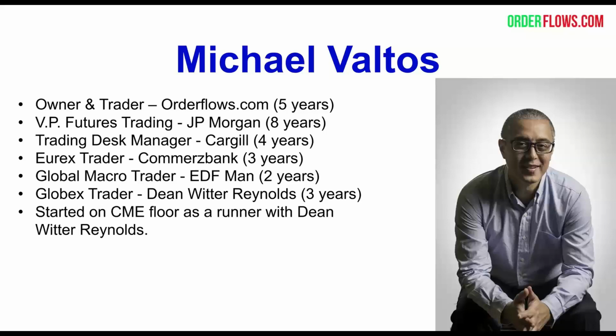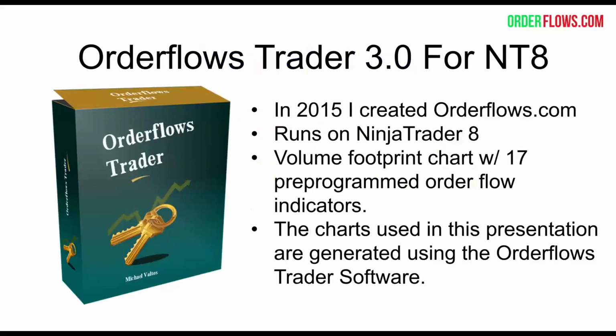So I've literally been there from, not the very beginning, but from its infancy, when the exchanges started moving electronic, and I've been trading electronic ever since. Now, like I said, in 2015, I started my company Orderflows.com, and we have a software, right? It's called the Orderflows Trader, and it runs on NinjaTrader 8. It's a volume footprint chart that allows you to read the order flow, and it's got 17 pre-programmed order flow indicators.